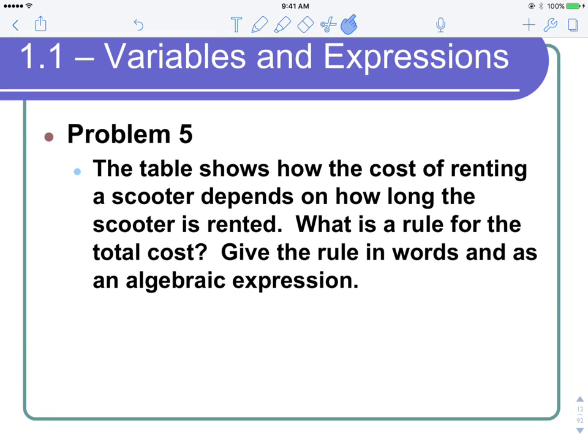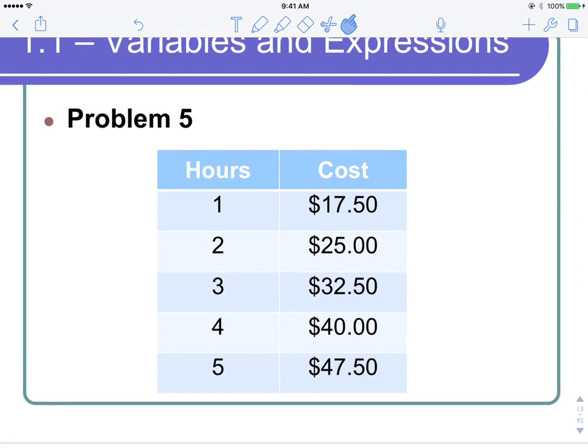The table in the next slide shows how the cost of renting a scooter depends on how long the scooter is rented. What is a rule for the total cost? Give the rule in words and as an algebraic expression. So the table shows us that the first hour, the cost is $17.50. If you rent the scooter for 2 hours, it would be $25. 3 hours would be $32.50. 4 hours would be $40. 5 hours would be $47.50.